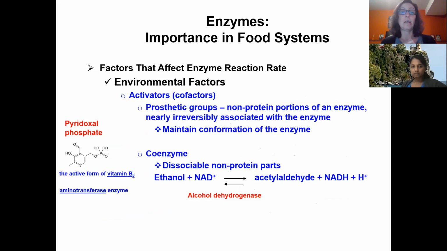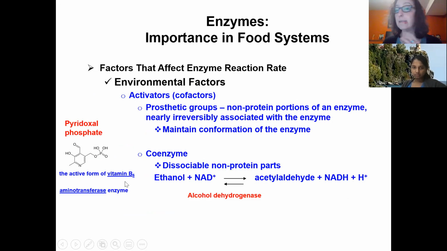Other environmental factors are activators. We have two types of activators. We have those that bind very strongly. They call them prosthetic groups. So once they're bound, they are not dissociated. You have a very low dissociation constant. Here's an example: vitamin B6 is a prosthetic group to an aminotransferase enzyme.